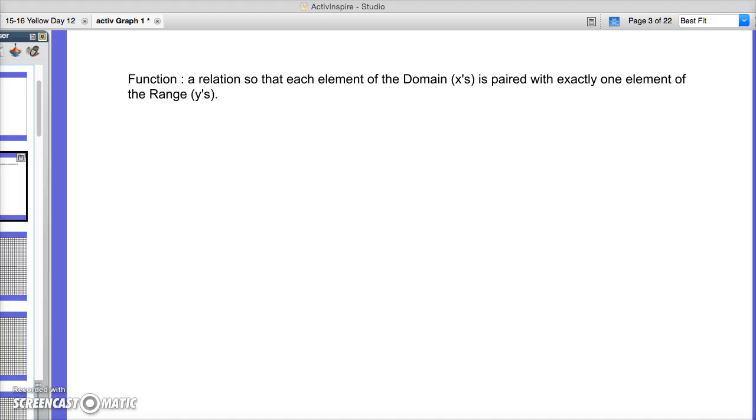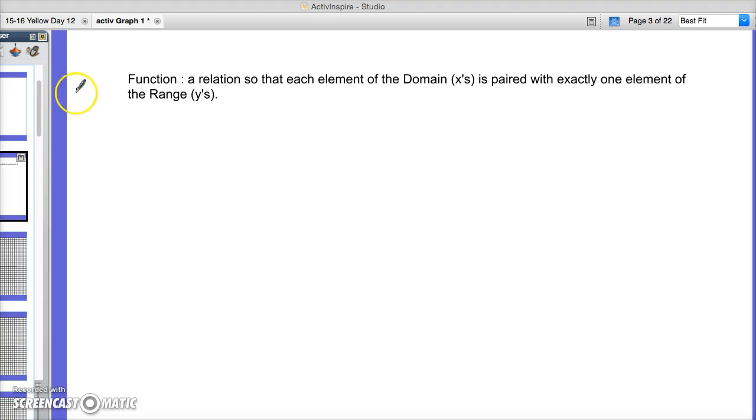First of all, yesterday, remember we said a function is a relation or a pairing so that each element of the domain, or the x's, is paired with exactly one element of the range, the y's.